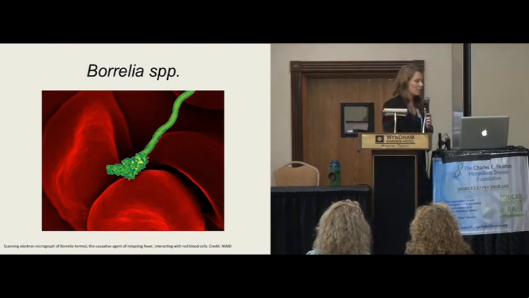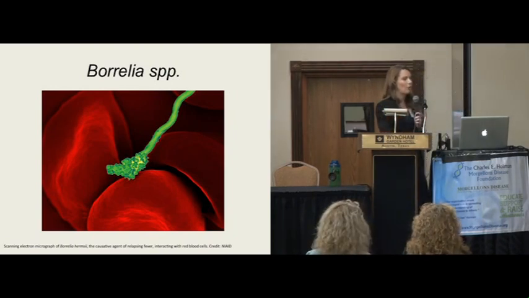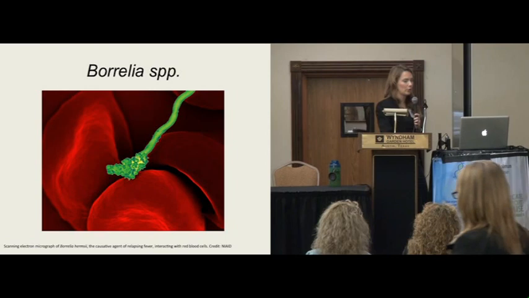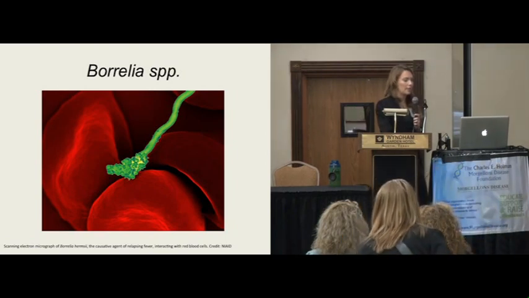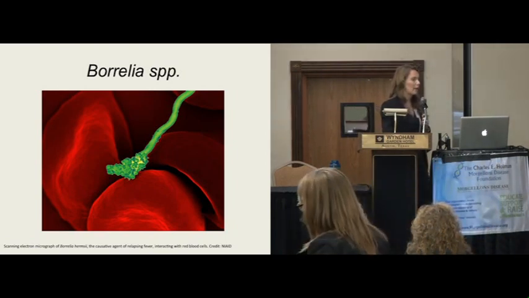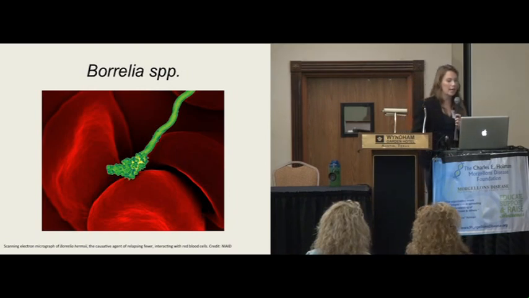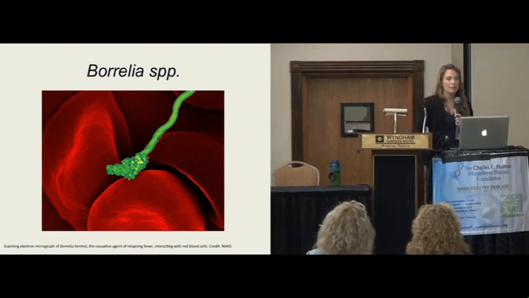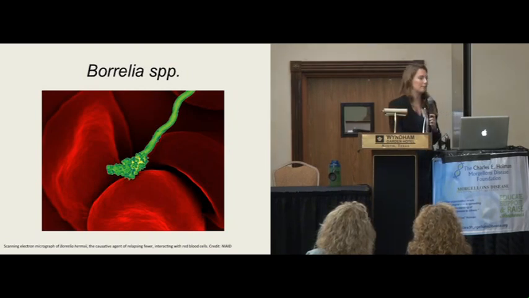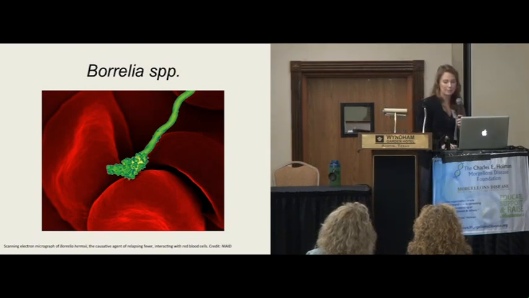So I like this picture because it shows you how small the Borrelia bacteria is. Those are red blood cells. This is the type of relapsing fever Borrelia, Borrelia hermsii. Again, the relapsing fever Borrelia like to be in the bloodstream, and hence they can cause these relapsing fevers, versus the Lyme disease group, which likes to be in tissues, so you don't usually get that relapsing fever. But I'm going to discuss a little bit about the difference between these two groups.